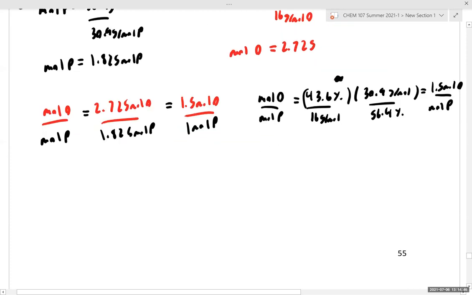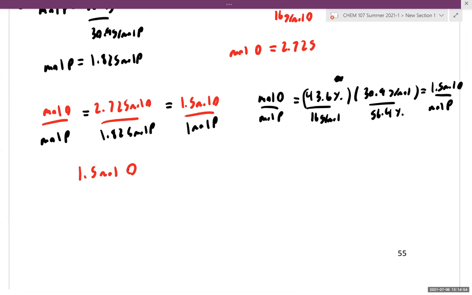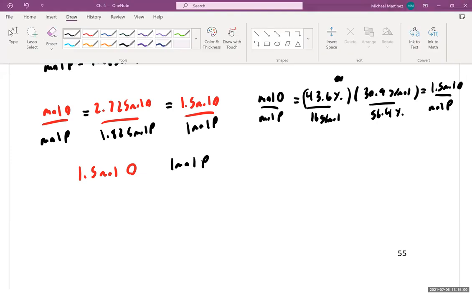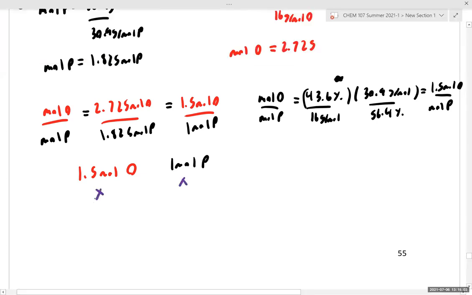So now that we have our mole to mole ratio, we need an empirical formula. We know we have 1.5 moles of oxygen and 1 mole of phosphorus. So what whole number do we need to multiply our moles by to get a valid empirical formula? Two, exactly right. That in turn gives us an empirical formula of P2O3.